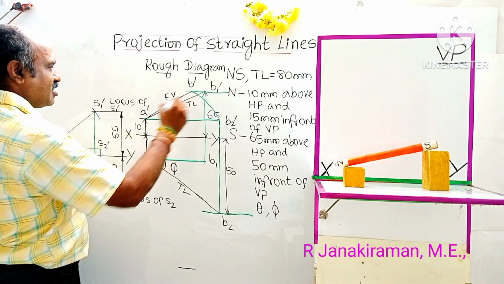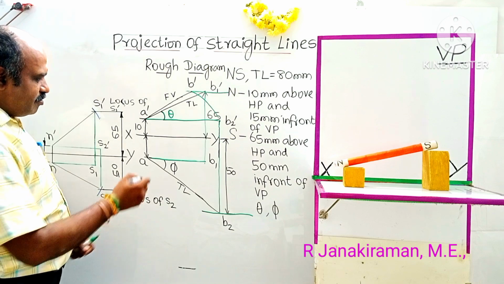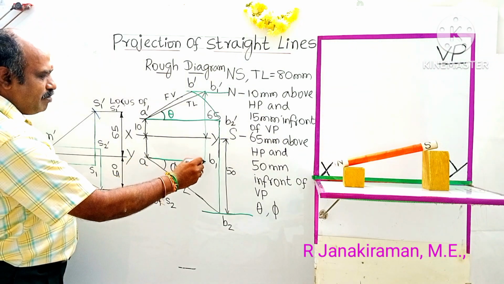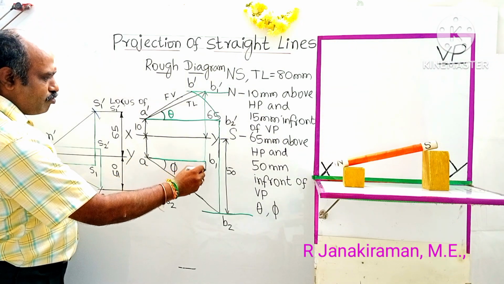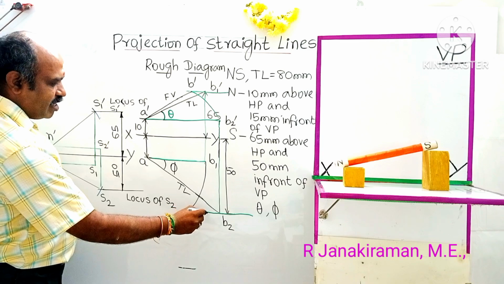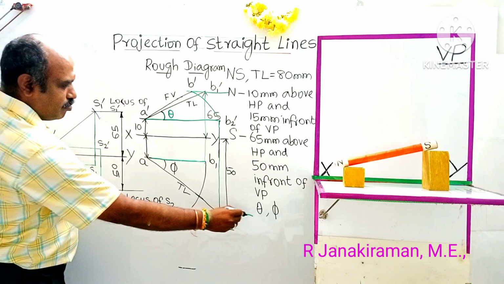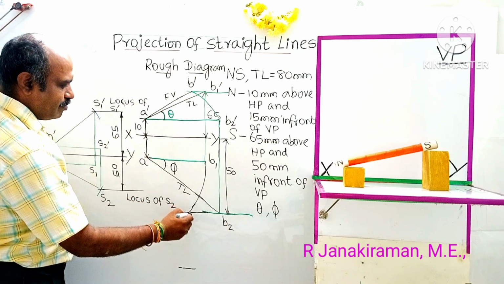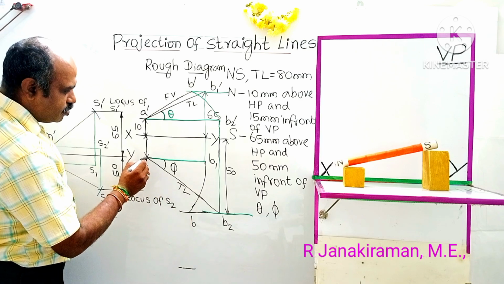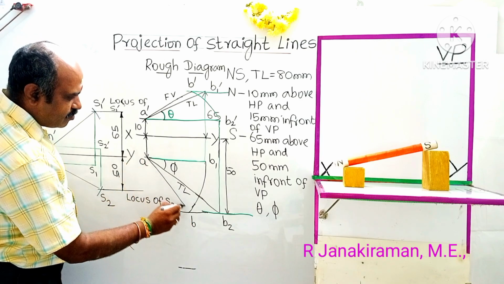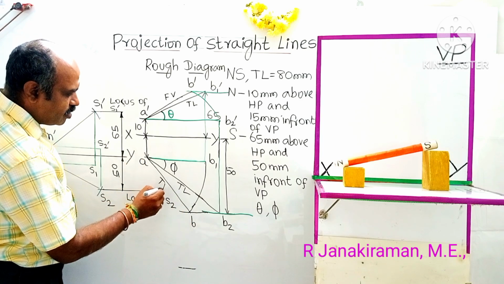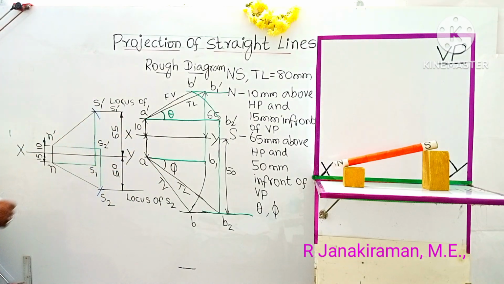Earlier we constructed. Similarly, with A as center, A B1 as reference, draw an arc downward where it intersects with the locus line passing through B dash, shall be marked as B. Then connect B and A. B A is the final top view. This we are going to interpret here.